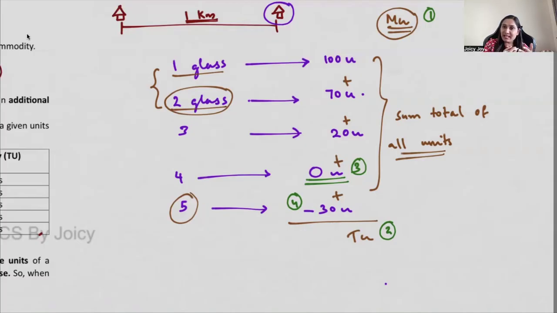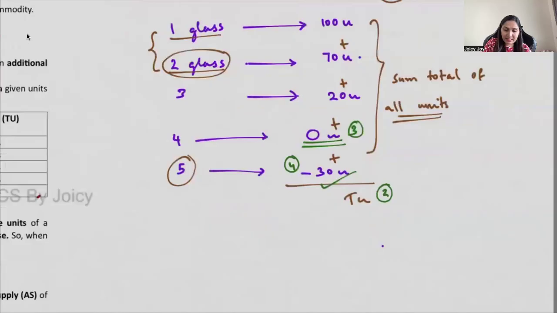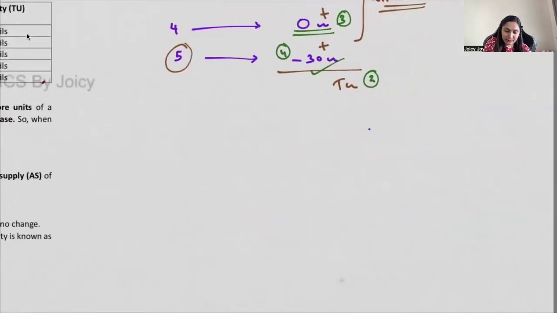So we are trying to say that utility can be positive as well as negative. So the fourth point I want to explain is that utility can even be negative. So 4 points: one is marginal utility, second one total utility, third one zero utility, and the fourth one negative utility. Now the most important concept in utility is the law of diminishing marginal utility.